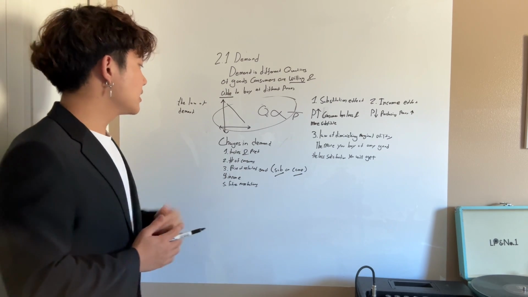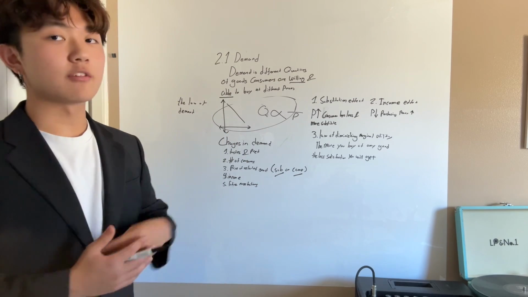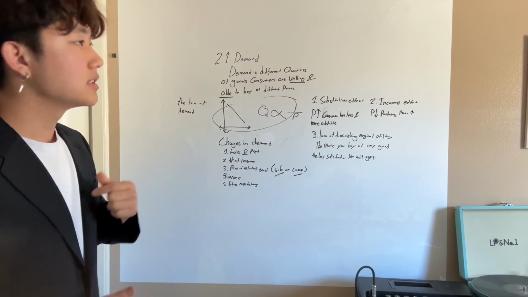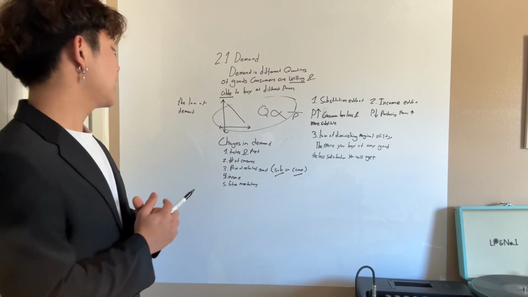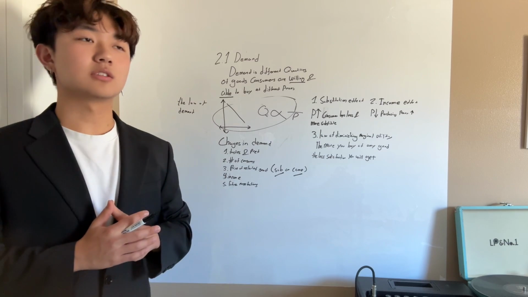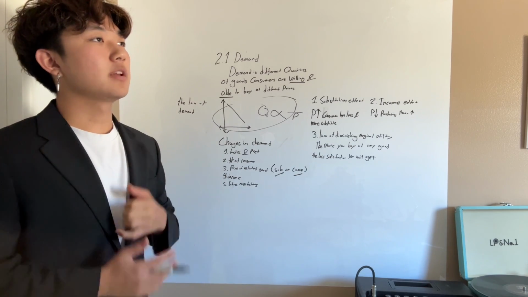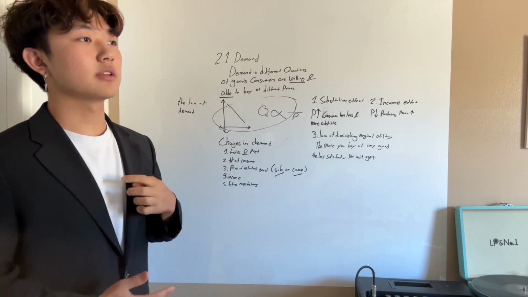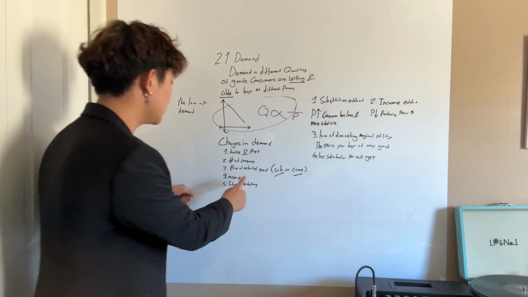Income. Income also changes demand. If your income increases, then you have more purchasing power, hence the income effect. If it decreases, then you have less purchasing power and the demand would subsequently decrease. And future expectations. An example of future expectations is if you expect this product to do better, then you would buy it. It's similar to that.